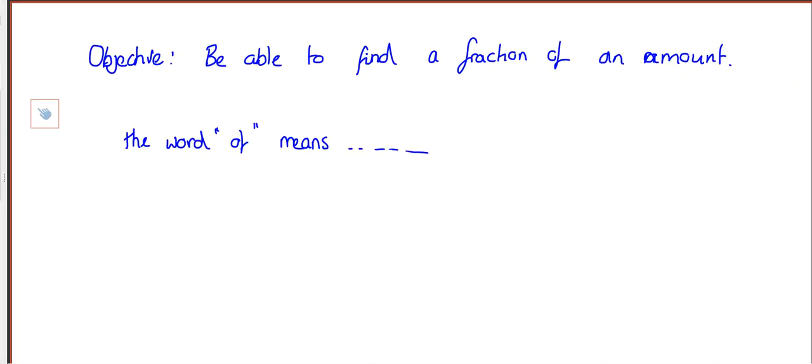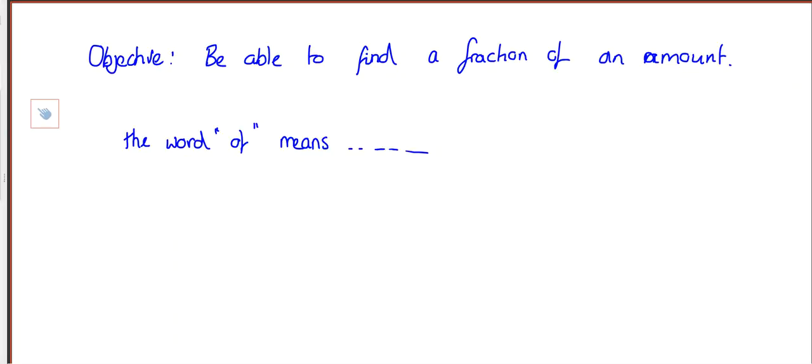So to be able to find a fraction of an amount. Now you've been doing adding fractions, so adding fractions together. You've subtracted a fraction from something. You've multiplied fractions together, and you've divided fractions and whole numbers. So all we've got to do is put those skills into context now. Right?